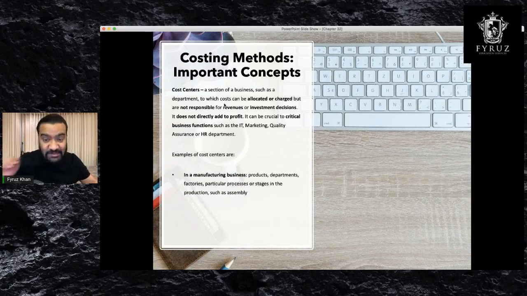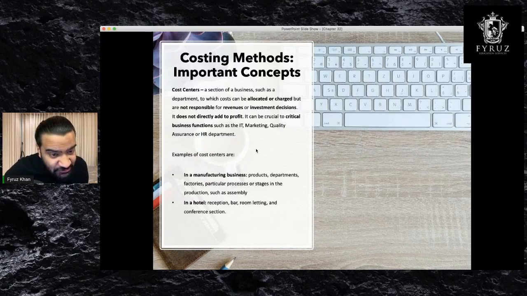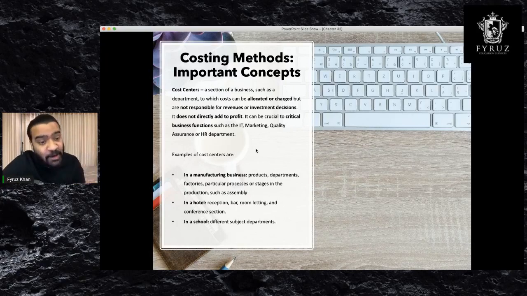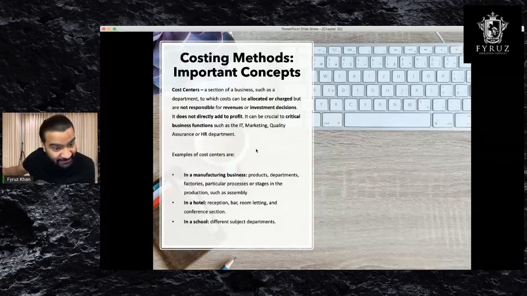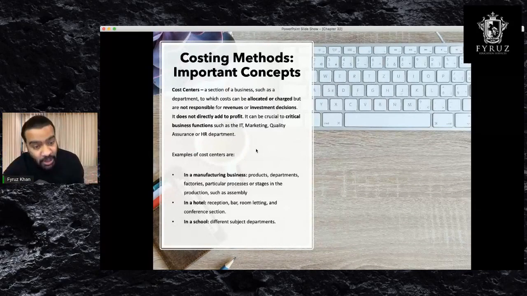In manufacturing businesses, you have products, departments, particular processes. In a hotel, it can be a conference section, right? Costs are associated, but a conference unit does not handle cash or generate revenue. If you think in terms of a school, let's say the science department, there are costs involved. You need to buy books, you need to hire teachers, you need to buy resources. But the science department is not directly involved in generating revenues or handling cash. Costs are allocated, but not revenues.